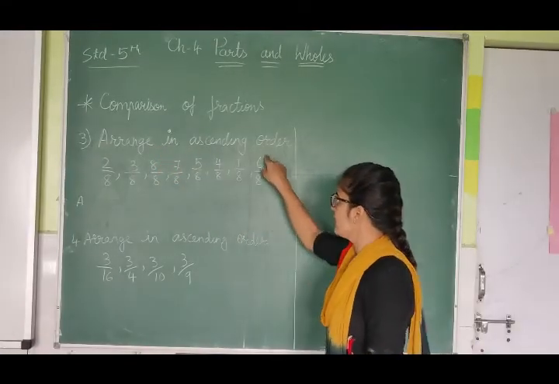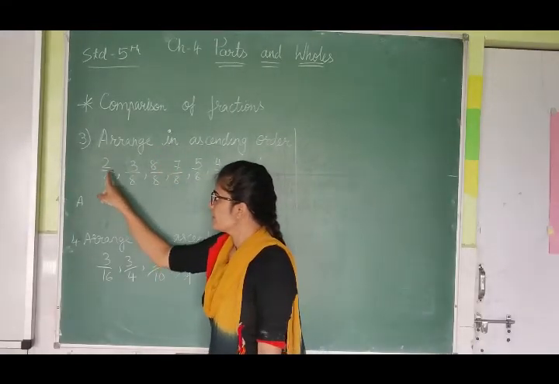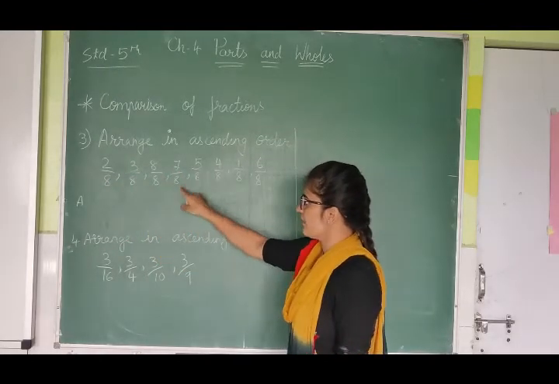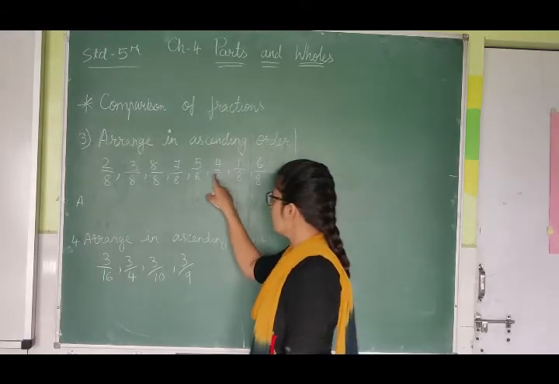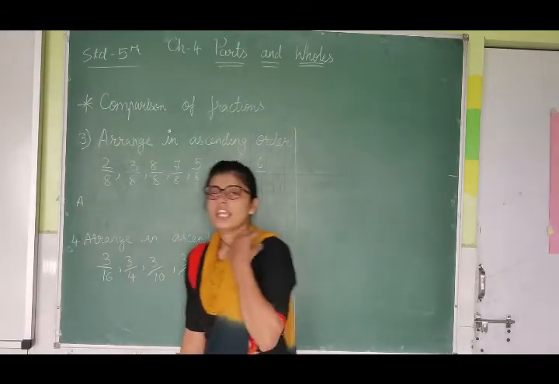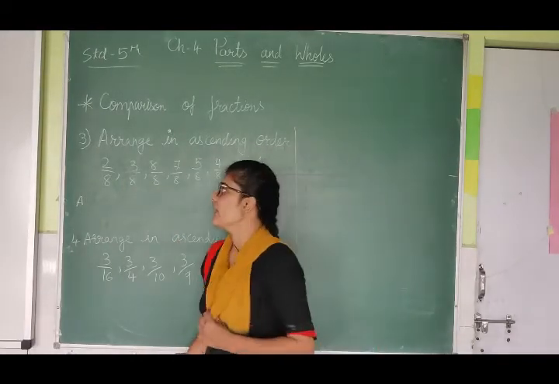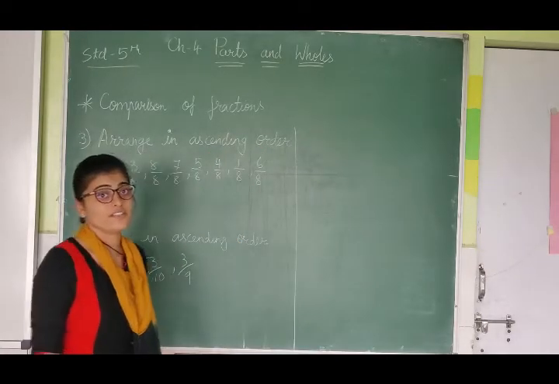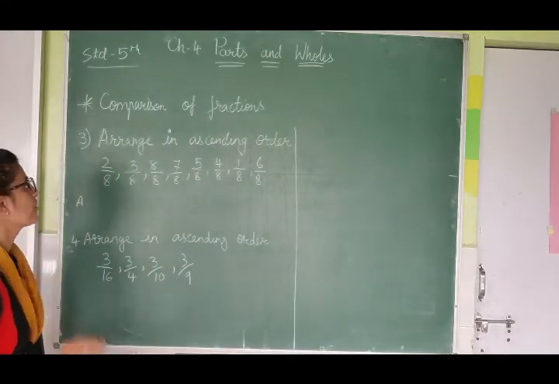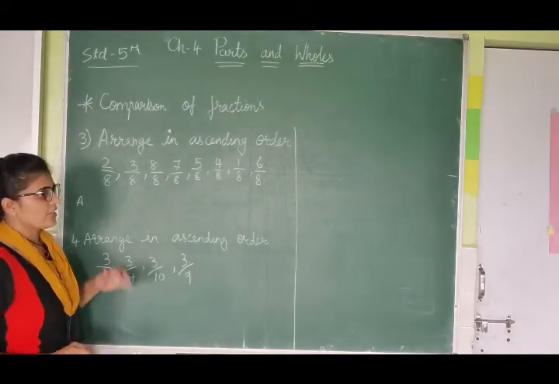Arrange in ascending order. Here 2 by 8, 3 by 8, 8 by 8, 7 by 8, 5 by 8, 4 by 8, 1 by 8 and 6 by 8. 8 fractions are given to you and you have to arrange them in ascending order. So first we will see whether the denominators are the same or not. That means whether they are like fractions or not.